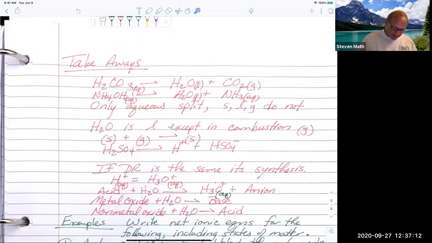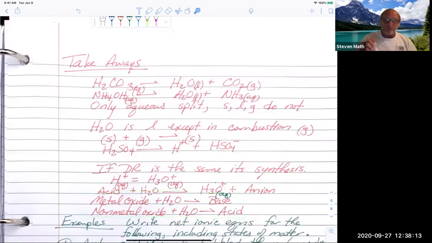Got about 5 more of these. If you have a double replacement, and it ends up being the same when you try to double replace it, then it's probably a synthesis. You're going to run into one of those. All right, you'll see. It's going to be with water, and it's going to be an oxide. Go back and look at our metallic and non-metallic oxides. If you try to run that as a double replacement, you're going to end up with oxides again. You can't do that. Okay, so then look for it to be a synthesis. H+ is equal to H3O+. They're synonymous. It's just that one has water with it, the other one does not. Acids and water make H3O+ and an anion. Okay, and then these last 2 takeaways are the ones that I already just gave you.